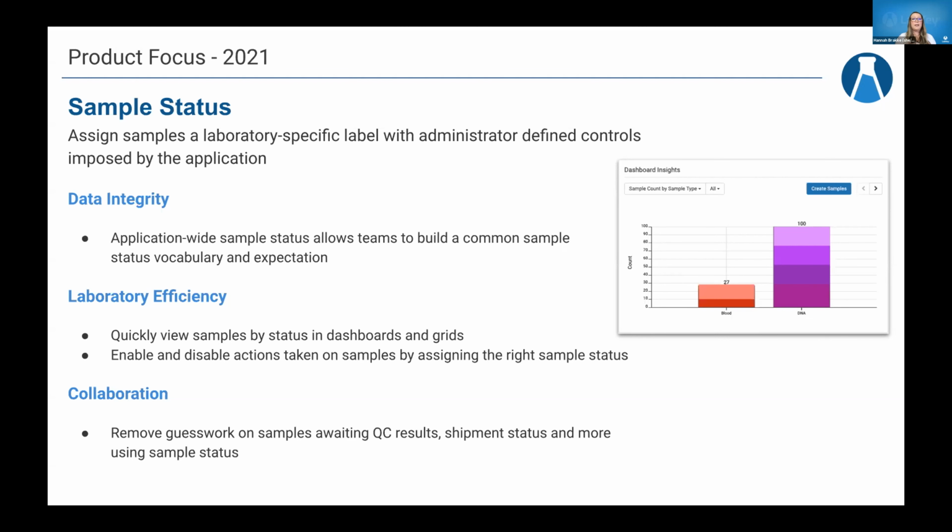And so being able to see those sample statuses application-wide, so you get this idea here in the screenshot that we have, to help teams build that common sample status vocabulary and expectation. Also being able to quickly view the samples by status in dashboards and also grids, filtering, sorting, that kind of thing, and enabling and disabling those actions taken on samples by assigning the right sample status. And this all really just removes the guesswork on samples that might be awaiting QC results or shipment status or more things using that sample status indicator.